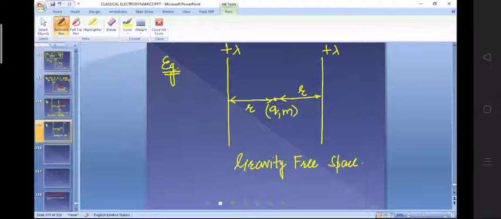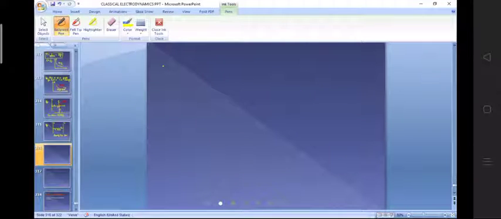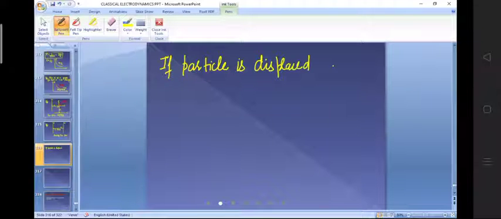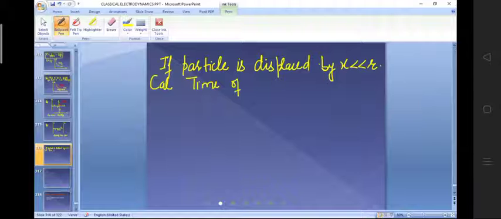Now when it returns to the equilibrium position, it will not stop at this point, but it will overshoot its mean position and then oscillate like this, executing simple harmonic motion. So you will have to calculate the time period. The question is: if the particle is displaced by a distance x, a small infinitesimal displacement, calculate the time period.